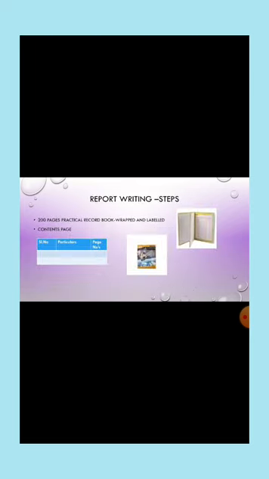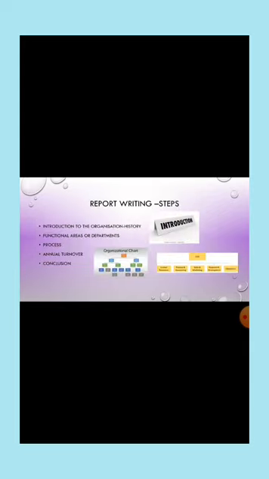Now let's know the steps of report writing. The report should be handwritten in a 200 pages practical record book, neatly wrapped and labeled. You can see the image of the record books available in the market. Once you get the record book, immediately you have to write the contents page. The contents page will have 3 columns: serial number, particulars, and page numbers. You begin writing the report with these steps.